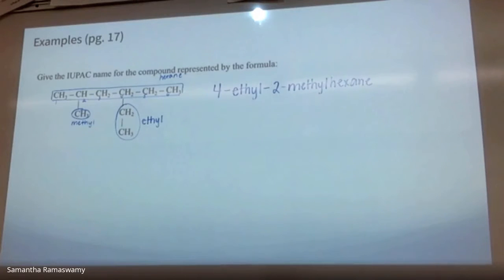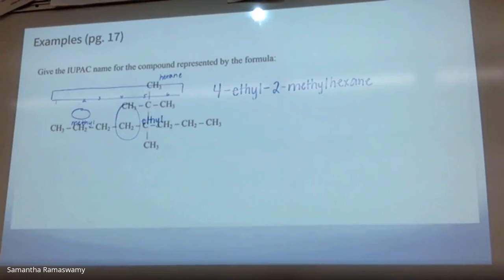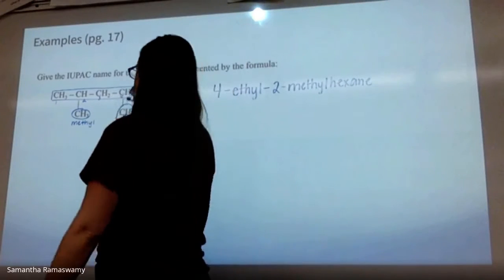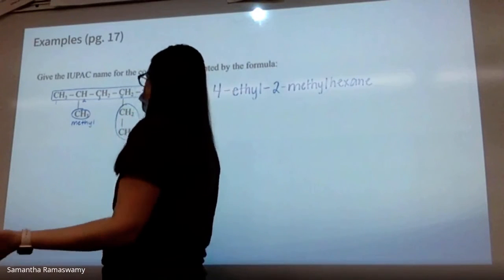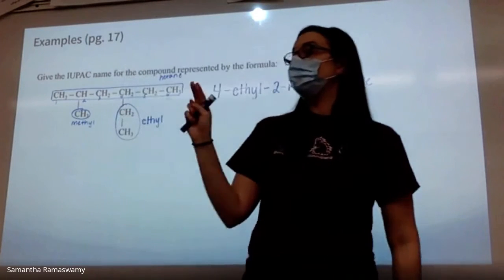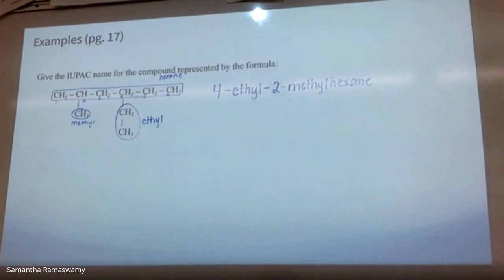Questions on this one? So see if for the next one you can find the parent chain. Why is ethyl written as CH2 and then CH3? Why isn't it C2H5? They're just showing the connectivity. They could write it as C2H5. They're usually going to show it like this, just to show you that the carbons are single bonded.